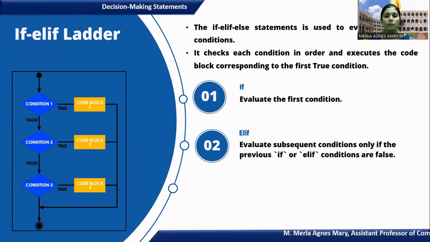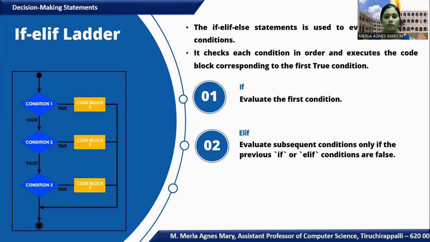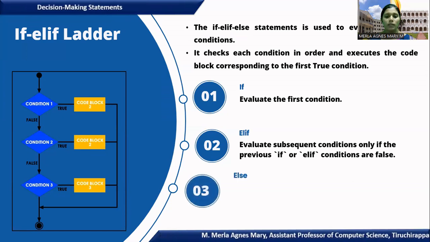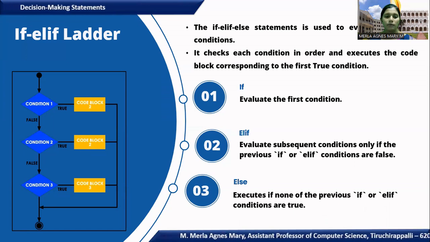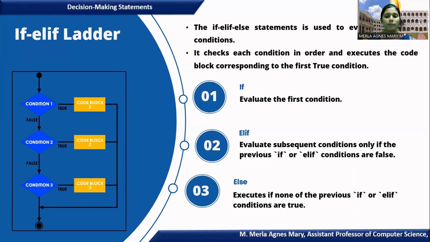That is only if the previous if or elif conditions are false. So then the third is the else part. It executes none of the previous ones. It doesn't see what the if and elif statements are. It directly prints the else part if the condition is true in the else part.